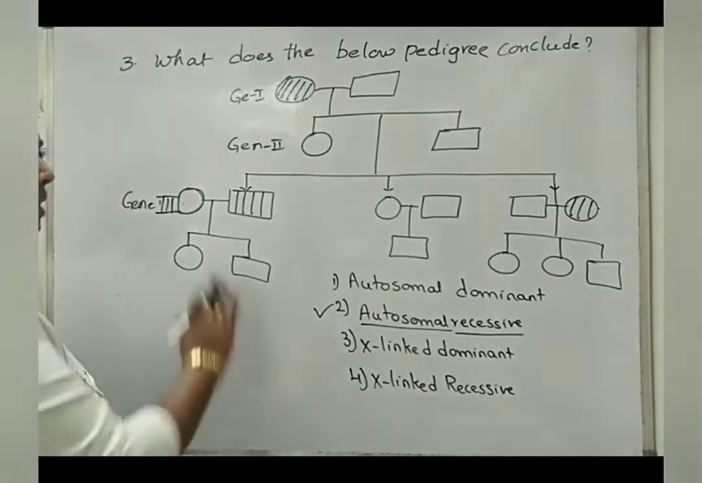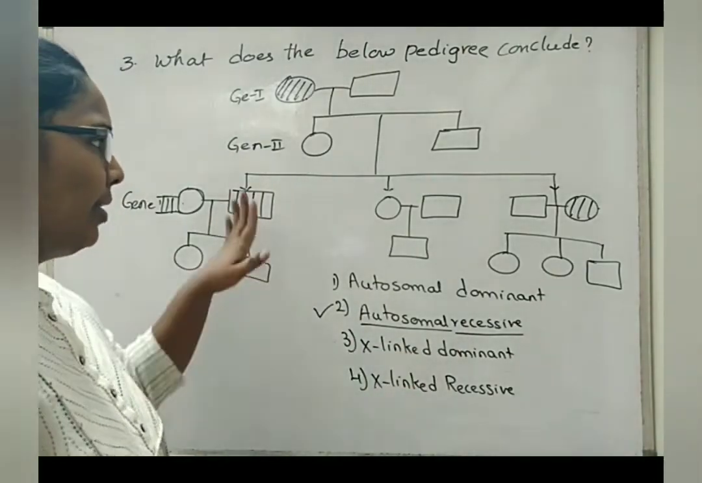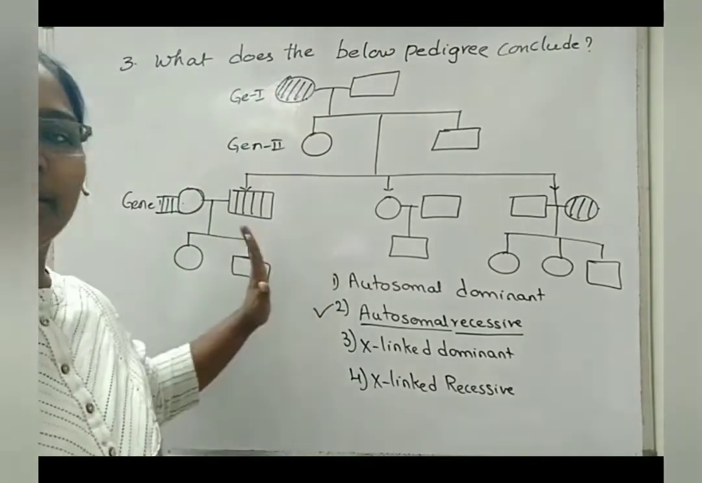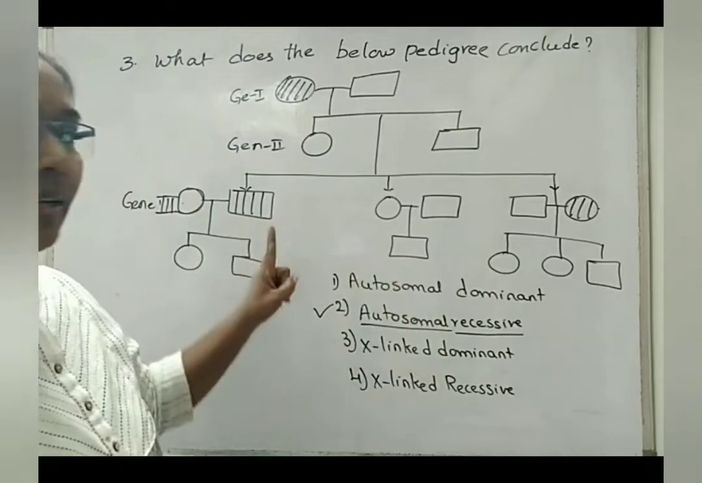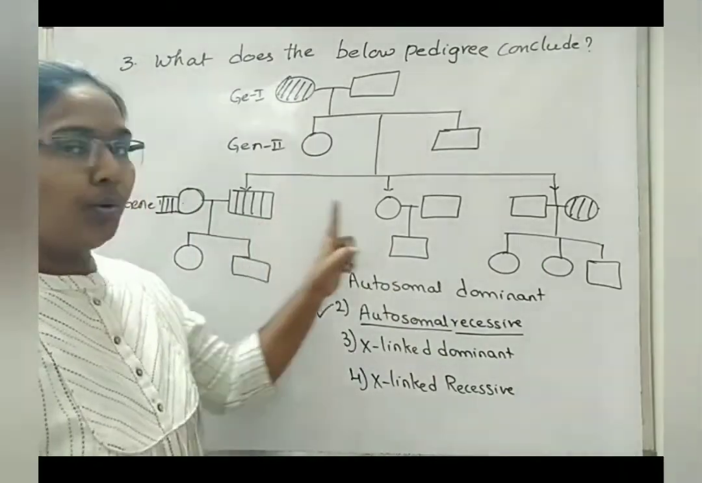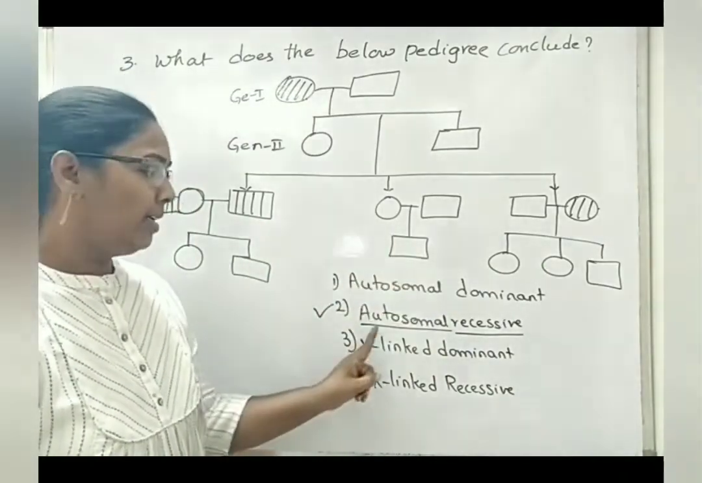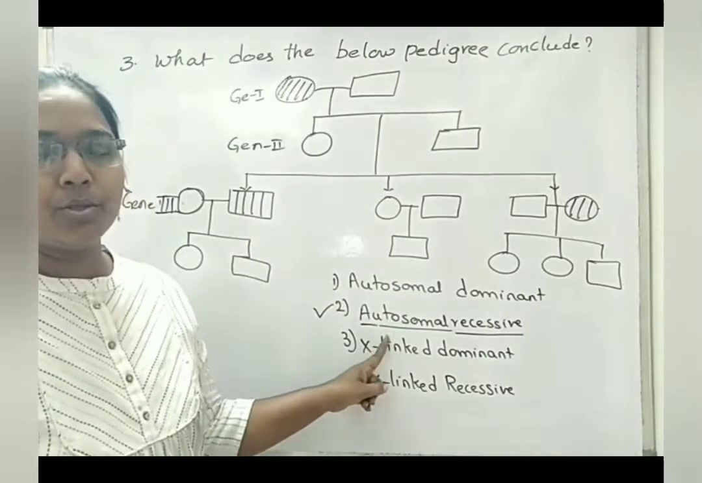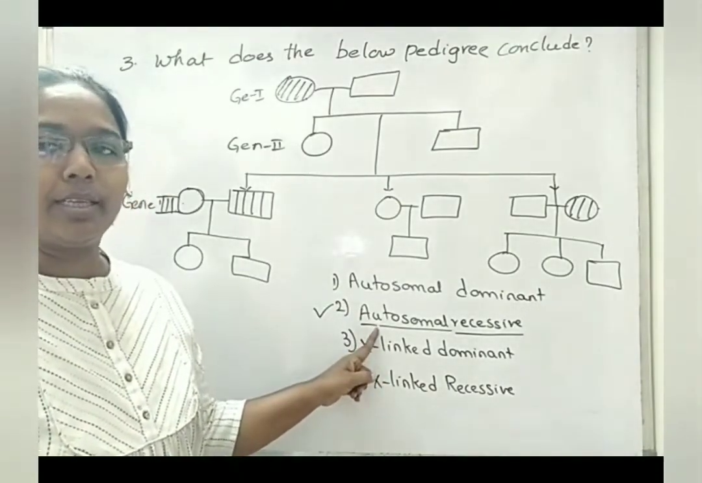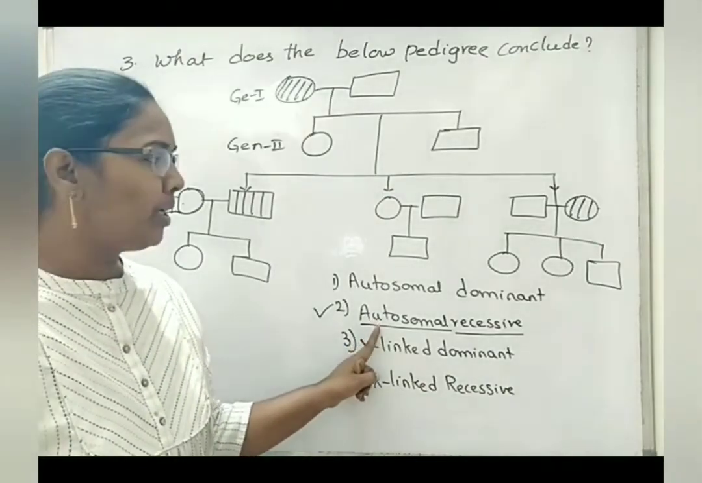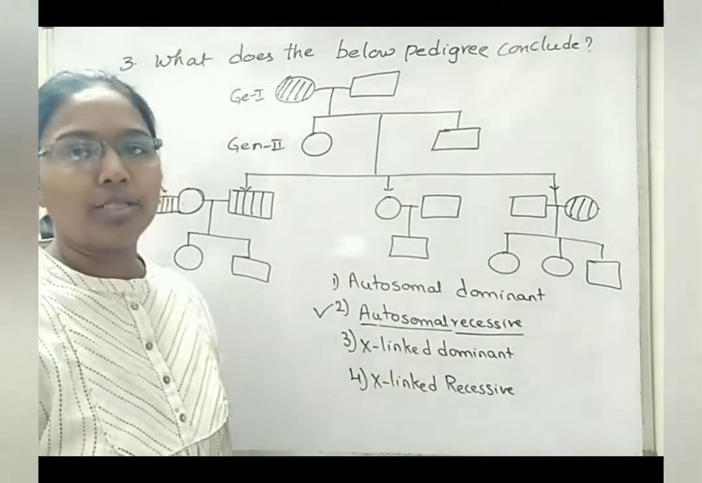Again I am repeating, if the chart is given like this, first of all see whether the disorder has skipped or not. Yes, according to this chart it is skipped. So recessive. And in any one generation, if both male and female are affected, it means that it will be autosomal type of disorder. Means the autosomal chromosomes are responsible for that disorder. So it is autosomal here according to the chart, recessive disorder.